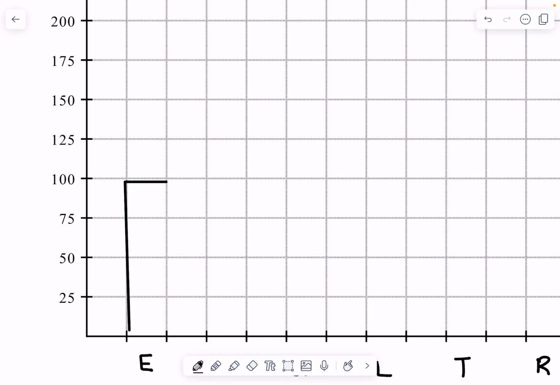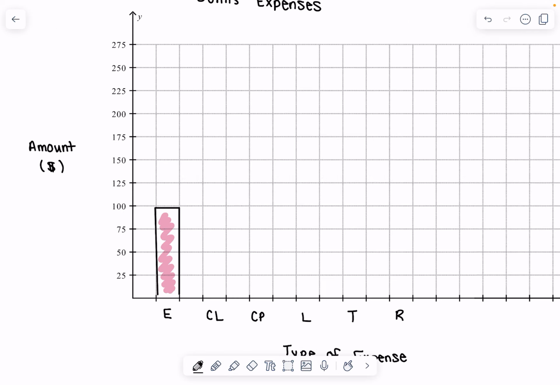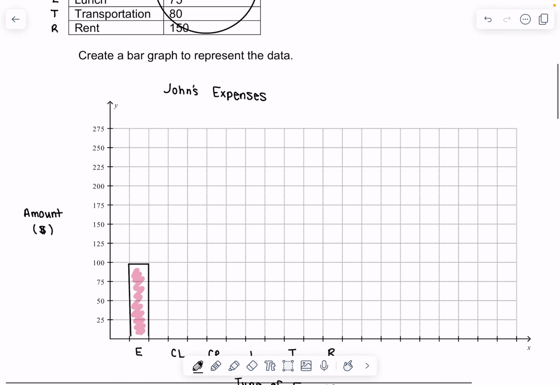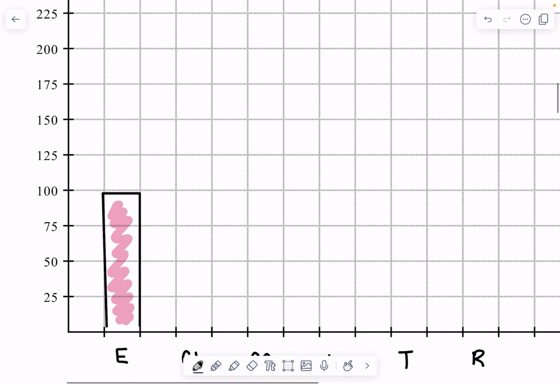is $100. Okay, you can use different colors to shade it in. Okay, so especially if you're doing it by hand, it will probably be a little bit easier than mine. Hopefully this is clear enough for you. 225 is clothing. So we're going to go all the way up to 225.